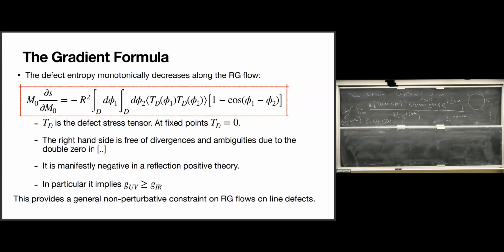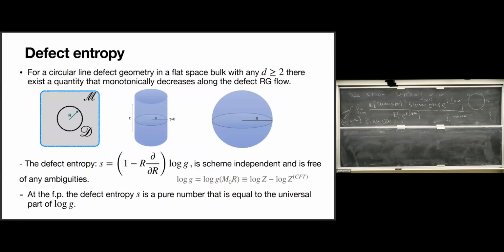This quantity, what we showed is that it satisfies this gradient formula, where on the left-hand side we have the gradient of the defect entropy with respect to the mass scale, and on the right-hand side we have this double integral over the 2-point function of the defect stress tensor times 1 minus cosine of the relative angle.